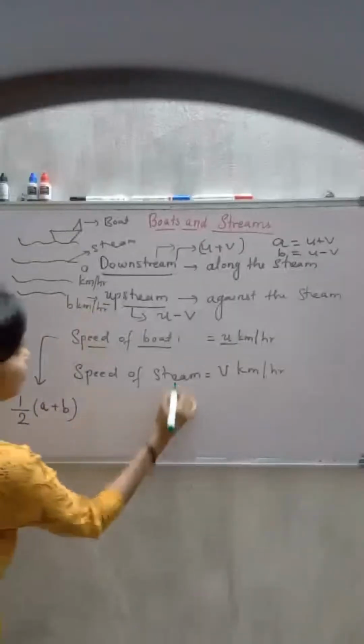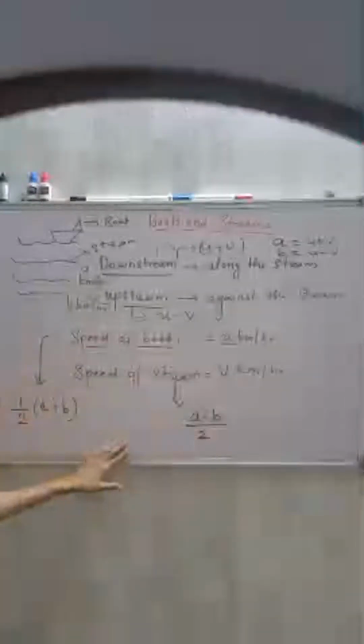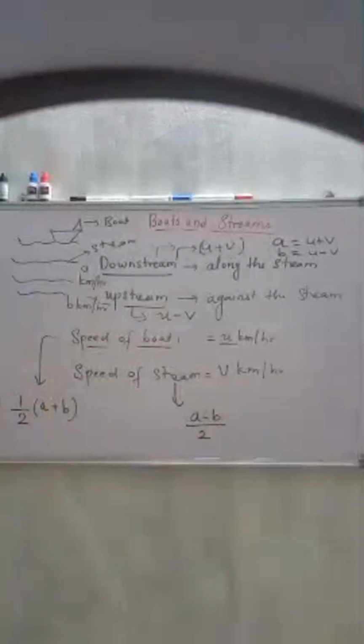Similarly, speed of stream will be, to get the value of v, we will subtract these two equations. So a minus b divided by 2. So this is the speed of stream. So this is the basic concept of upstream, boats and stream. Now we will solve some question related to boats and stream.